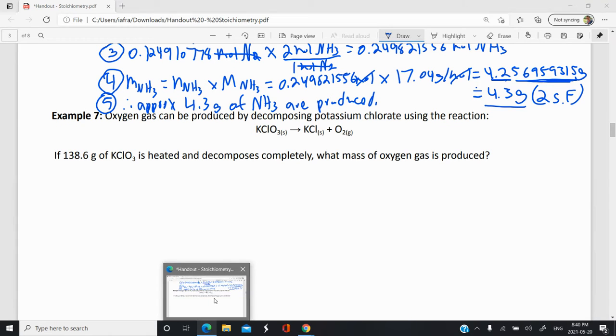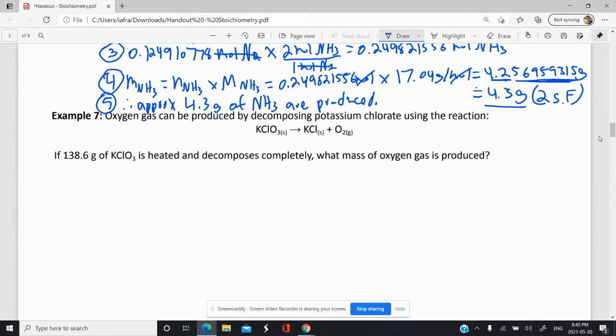All right, in this video, we're going to do another gravimetric stoichiometry problem involving mass. So we have oxygen gas can be produced by decomposing potassium chlorate using the following reaction. Potassium chlorate decomposes to KCl plus O2. We do need to make sure that this is balanced, and it doesn't look balanced to me. So my first step, even before reading the question, I should be reading the whole thing. I'm going to make a balanced equation.